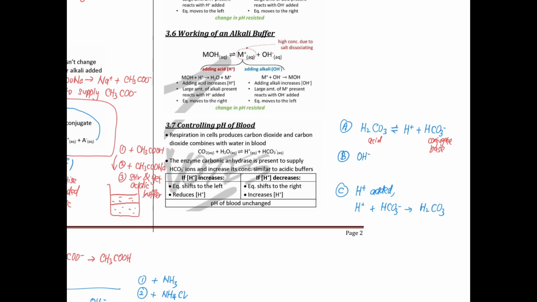If OH- is added, then the acid will go and react with the OH-. Then they will form water and HCO3-. So these are the three equations. And because of that, the pH of blood remains unchanged because of this buffer solution. So the pH remains unchanged. Okay, so settle for this page.